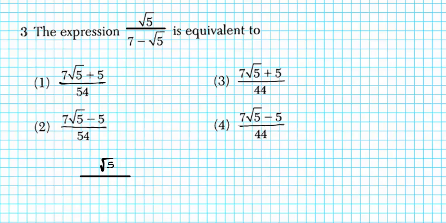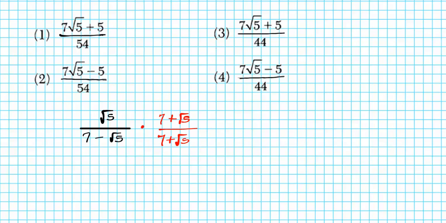So we have root 5 divided by 7 minus root 5. Remember, you may not have a radical as a denominator component. So we're going to multiply by the conjugate. What is the conjugate of 7 minus root 5? To find the conjugate, you simply take the opposite of the middle sign. So we're going to multiply by 7 plus root 5 on the top and on the bottom.